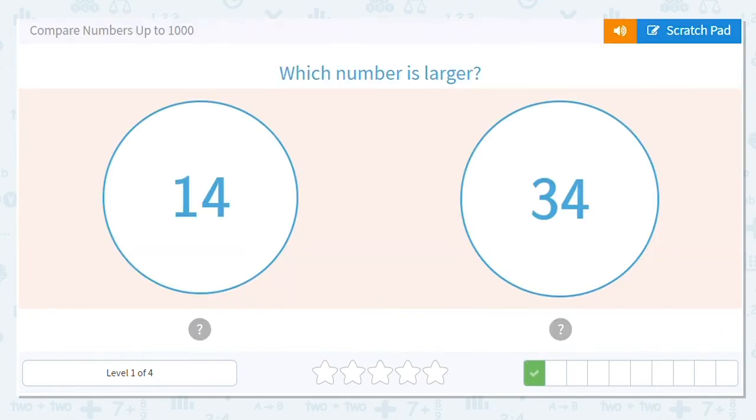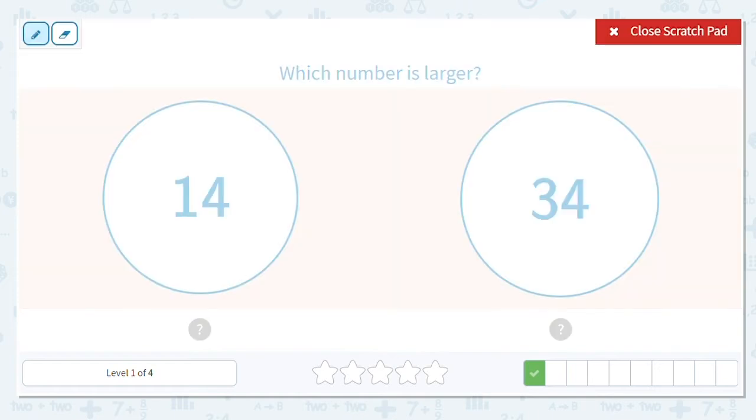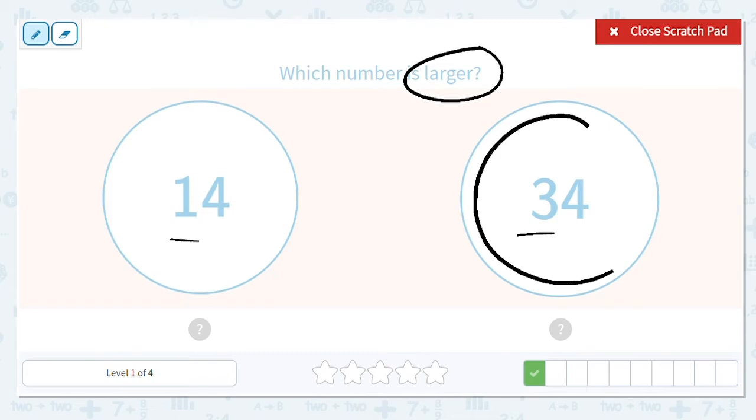Next one, we have 14 and 34, and we want to know which one is larger. Okay, do we start in the ones or the tens? We start in the tens, and I'm even underlining that place so I can focus on it. I have a 1 and a 3. Which is greater? Which is larger? 3 is, so that means 34 is larger or greater than 14.